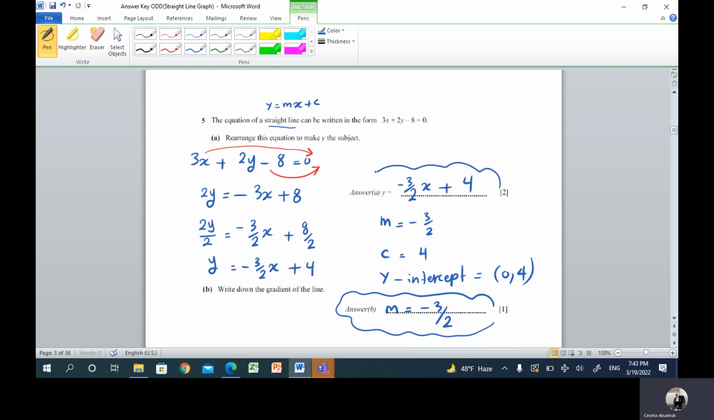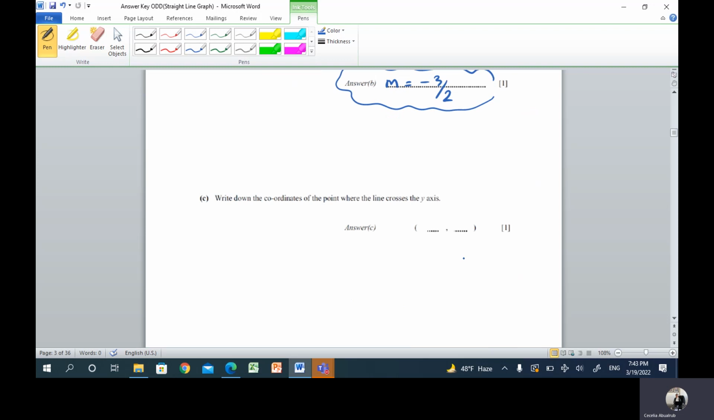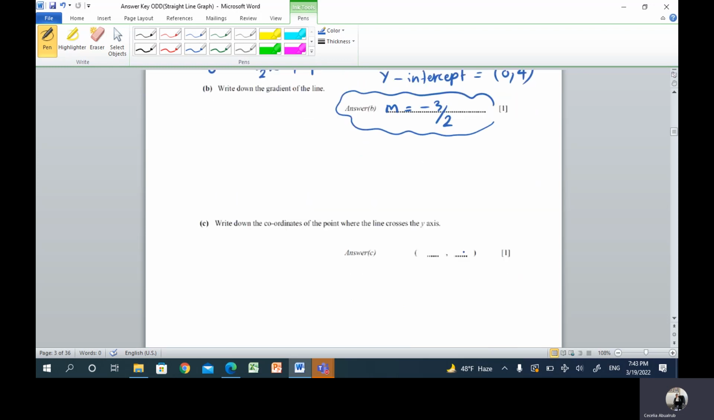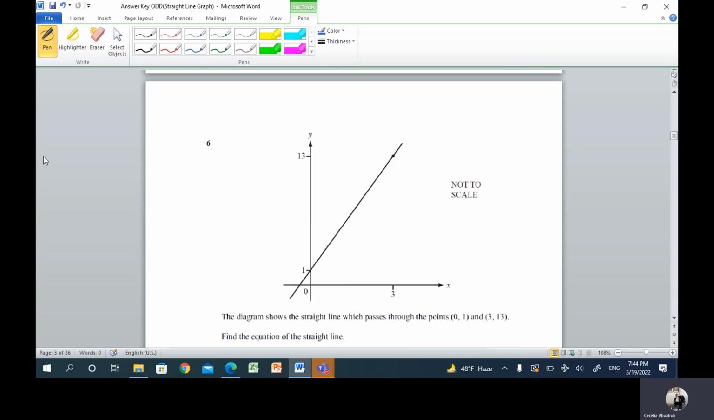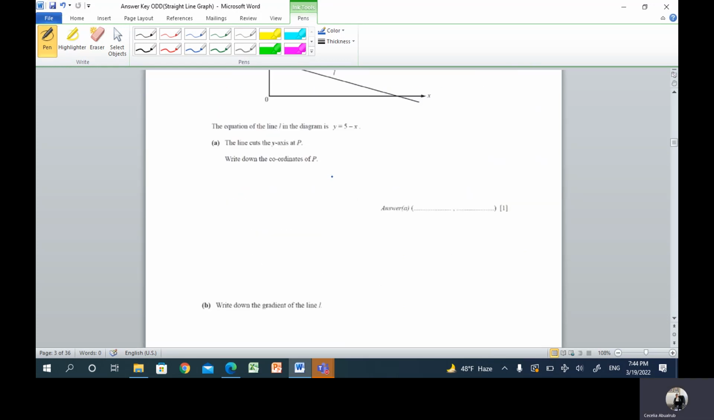We wrote the equation of the line here. And then write down the coordinates of the point where the line crosses the y-axis. In other words, it's the y-intercept, which we found up there as 0, 4, and we explained why in detail. Okay, let's move to next.